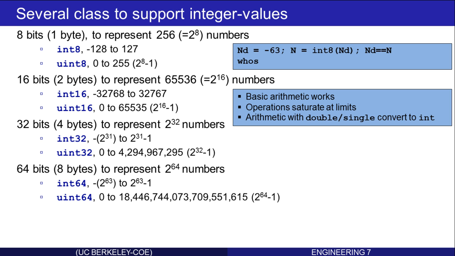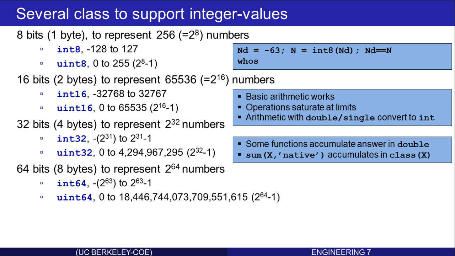If you combine these classes with doubles and singles to do arithmetic, the doubles and singles are first converted to ints of the appropriate class. Some functions do accumulate answers in double. For example, if x is one of these int classes, sum of x is a double. To maintain the class, use sum x native. There's other functions which work like this as well.